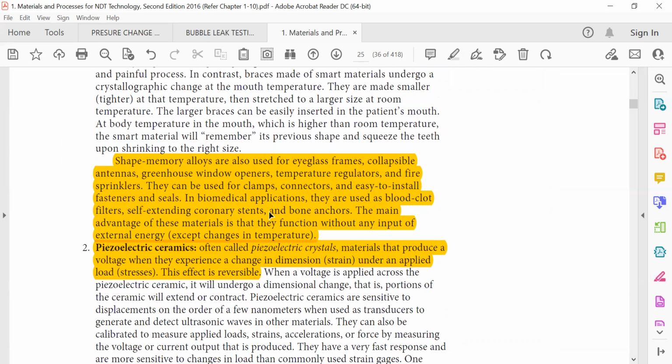self-expanding coronary stents. Piezoelectric ceramics, often called piezoelectric crystals, are materials that produce a voltage when they experience a change of dimension, or strain, under an applied load. This effect is reversible.